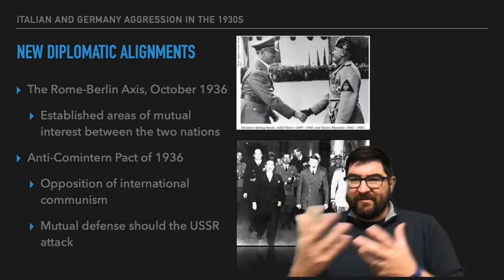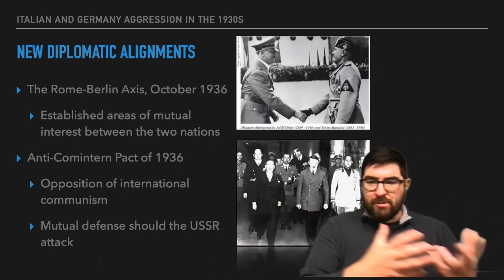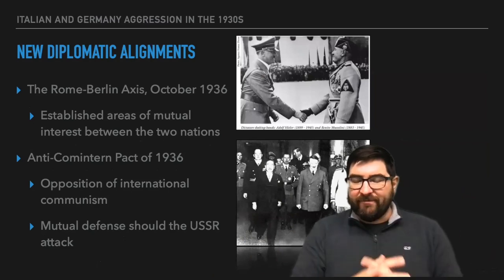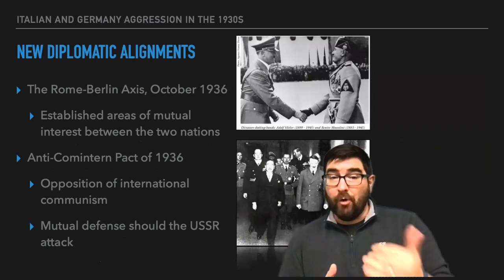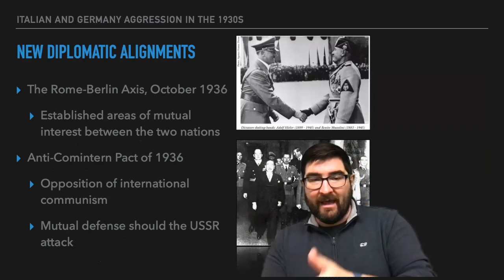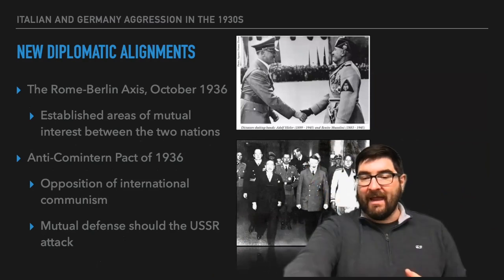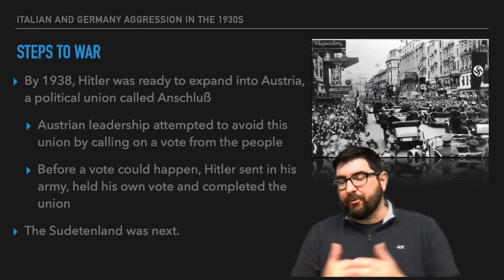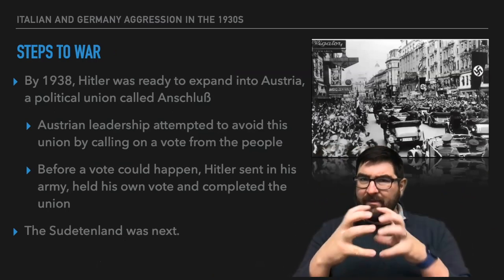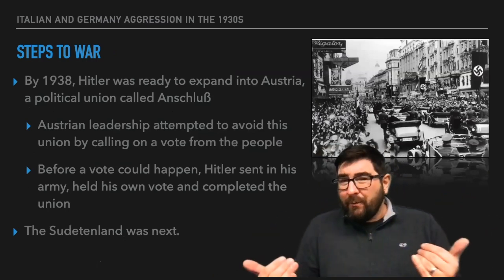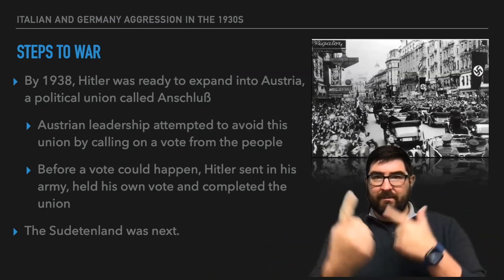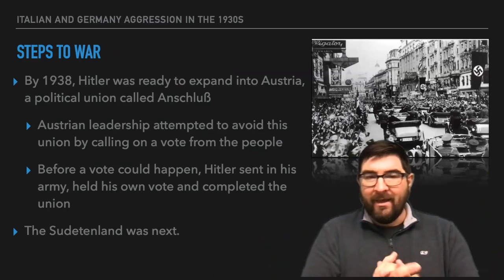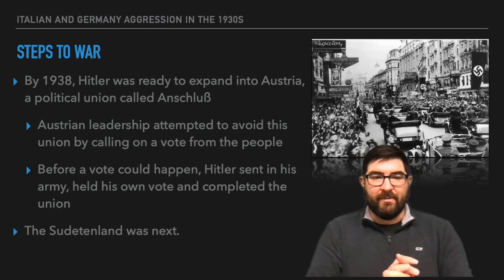Now, with this Italian and German team up to help the fascists in Spain, we do have new diplomatic alignments like the Rome-Berlin Axis between Nazi Germany and Italy and the Anti-Comintern Pact to stop the spread of communism. So we are seeing this alliance begin, and that's where we get that term Axis Powers from, as Rome and Berlin are seeing themselves as the center of Europe, and everything else radiates from them.